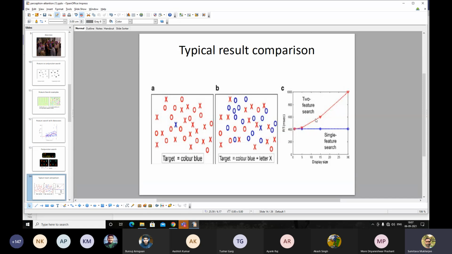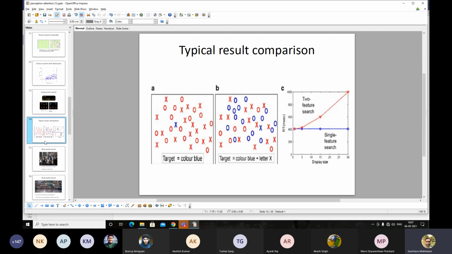So a two-feature search, behavioral response or an experiment, is such that you will see that the reaction time is keeping on increasing depending on how many items you put on the screen. However, for single feature search, because of pop out here, the time it takes is going to be constant, irrespective of the total number of items that flash on the screen.